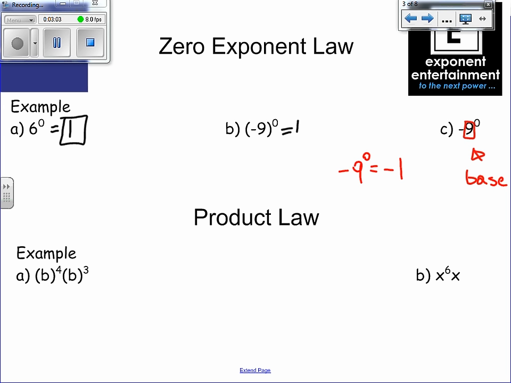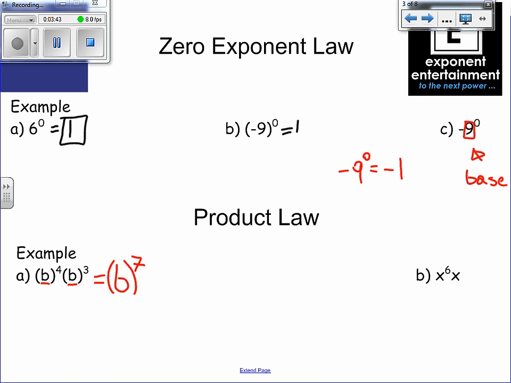All right, we move on to law 2. Law 2 is the product law. The product law states that if two bases are the same and they are multiplied together, the exponents can be added. So we look at a couple examples here. We notice that the bases are the exact same. They're both b. Because the base is the same, you can add the exponents. So we would write this as b to the power of 7. You could put the b in brackets if you want, but it's really not necessary here, as b is the base and there's no coefficient in front of it.